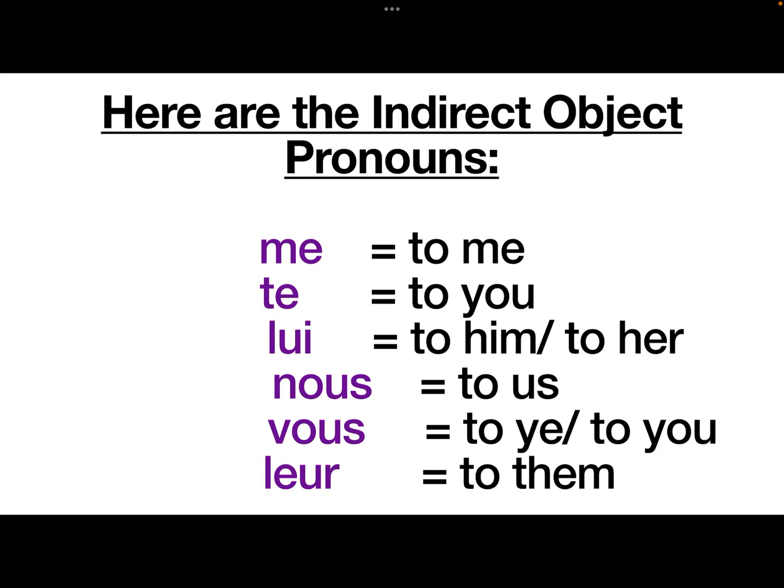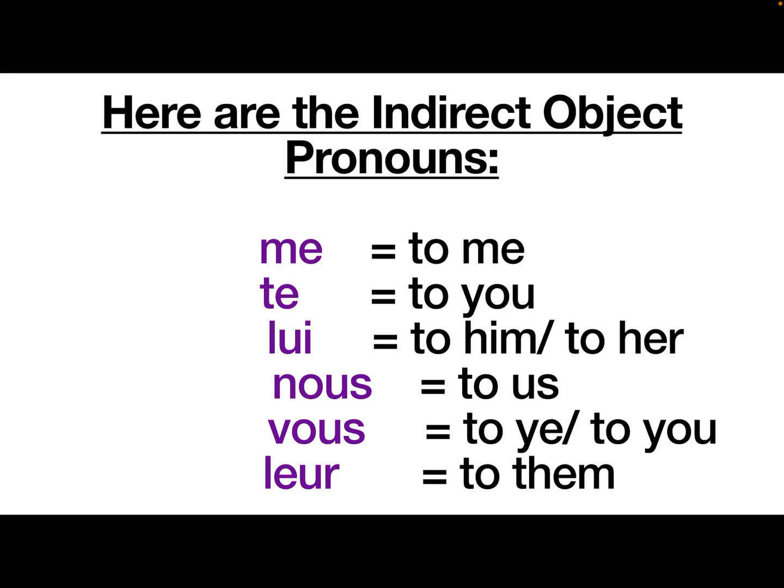So here are the indirect object pronouns. If you want to say to me, to you, to him, to her, to us, to you, to them, okay, to before the name of the person, you use me, te, lui, nous, vous, and leur. So if you're replacing à plus the name of a person in a sentence in French by saying to me, to you, to him, to her, to us, to you, to them, use an indirect object pronoun. Me, te, lui, nous, vous, and leur.